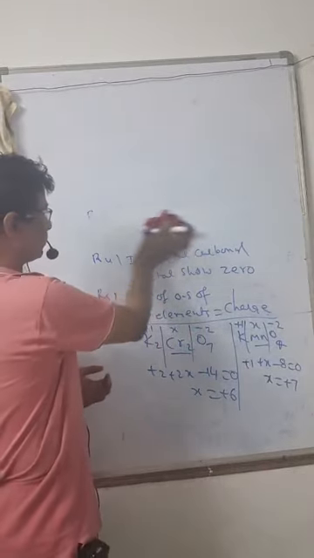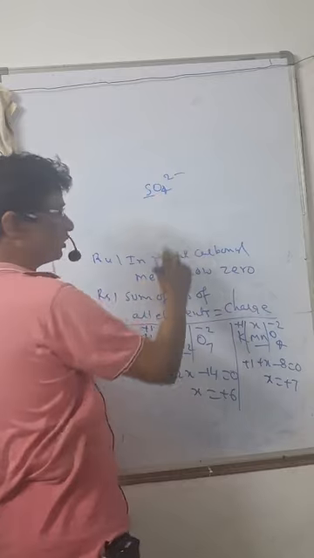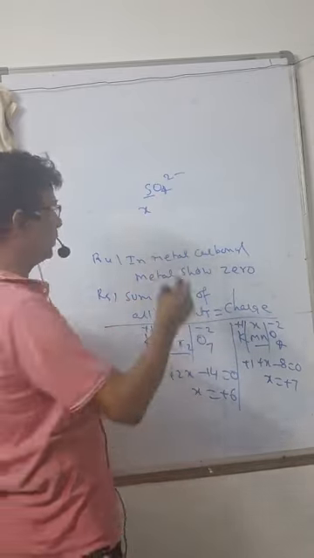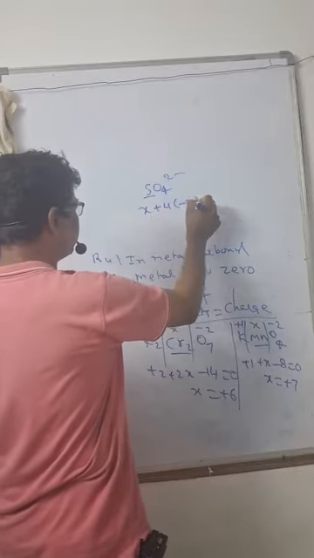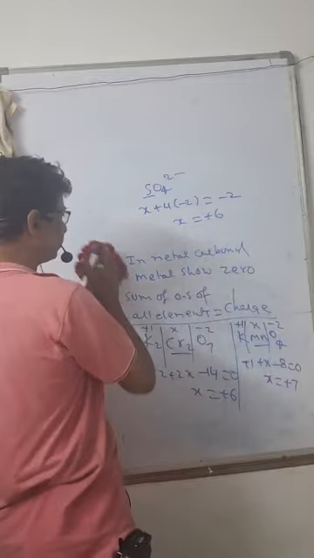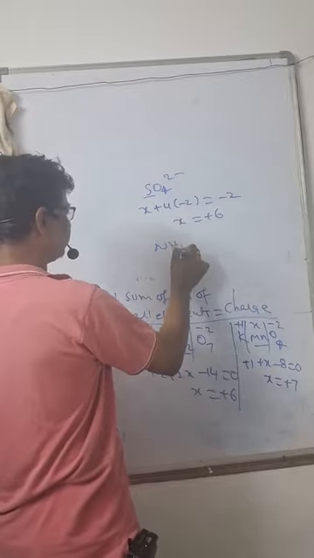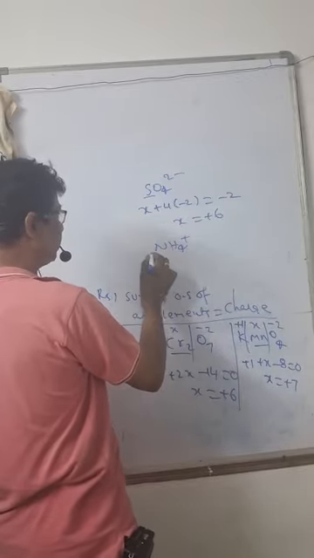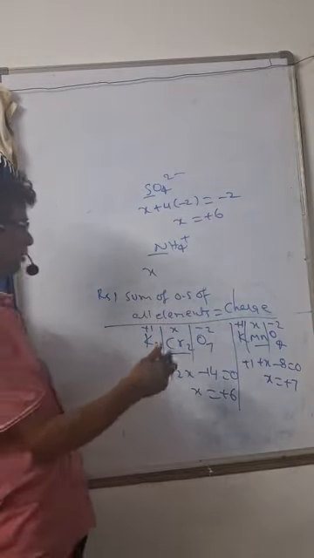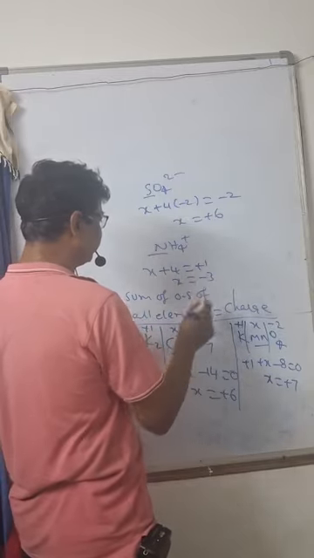Let us take ions. Sulfate ion, for example. What is the oxidation number of sulfur? It is X. How many oxygens? 4. X plus 4 into -2. What is the net charge? -2. X is equal to +6. Similarly, ammonium ion, NH4 plus. What is the oxidation state of nitrogen? X. Hydrogen shows mostly +1. X plus 4 into +1 is equal to +1. X is equal to -3. Okay.